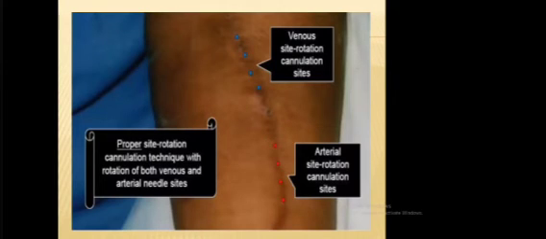This is the classical rotation technique. You can see that there is a space between each cannulation on the arterial side and venous side. The spacing should be equal. You can see one site, second site, and third site. There should be a space between the rotation of cannulation.